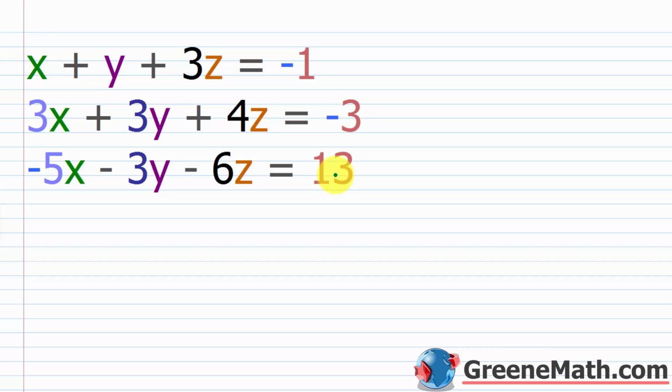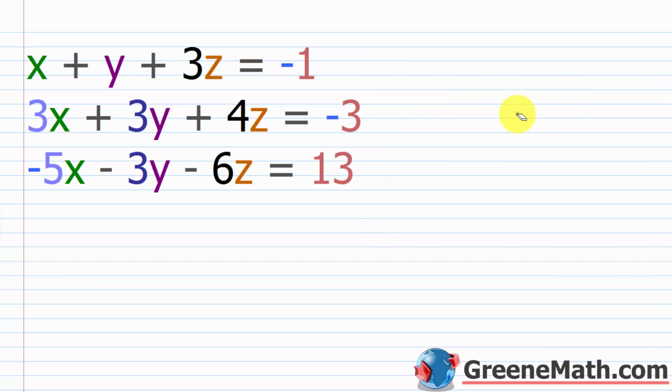Again, I want all my equations in the format ax plus by plus cz is equal to d. The reason I want that is I want all my x terms to line up, my y terms, my z terms, and my constants, because when I write this augmented matrix, I want all the coefficients for x to be in one column, all the coefficients for y in one column, all the coefficients for z in one column, and all the constants in one column.